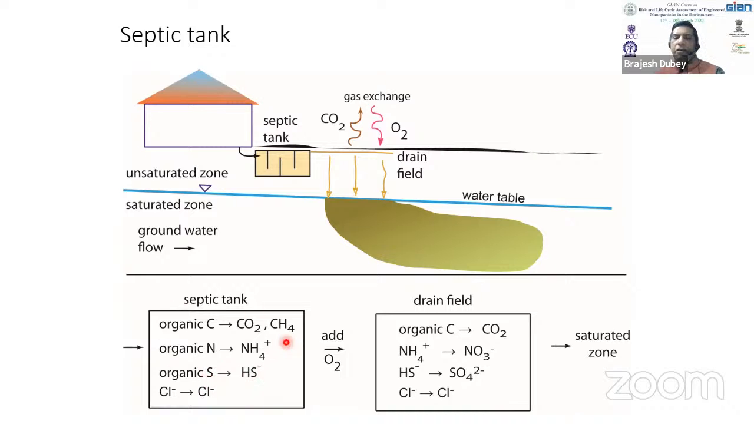And here there is organic carbon, organic nitrogen, sulfur, chloride, and when it comes out, the conditions here are mostly anaerobic. But once things get out, it becomes aerobic.